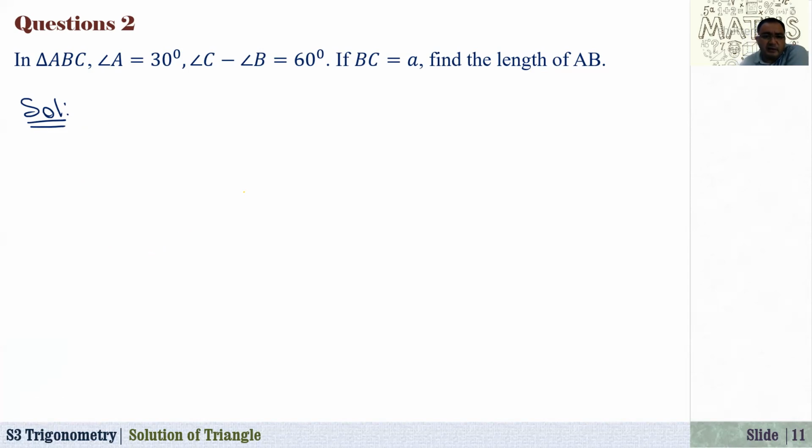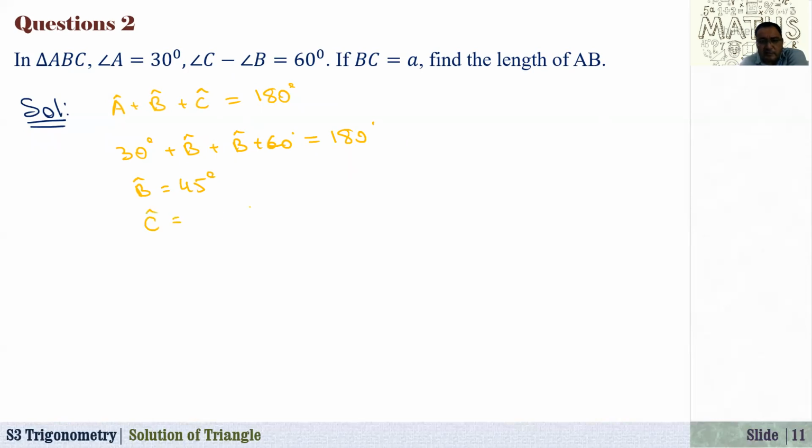Now first, let's just find the angles. We know that in a triangle, angle A plus angle B plus angle C is equal to 180 degrees. What is angle A? It is 30 degrees. And what is angle B? It is angle B. And how about angle C? It is angle B plus 60 degrees. That's equal to 180 degrees. Now if you just solve this, we get that 30 plus 60 is 90, 180 minus 90 is 90, 2 times B is 90. What is B? B is 45 degrees.